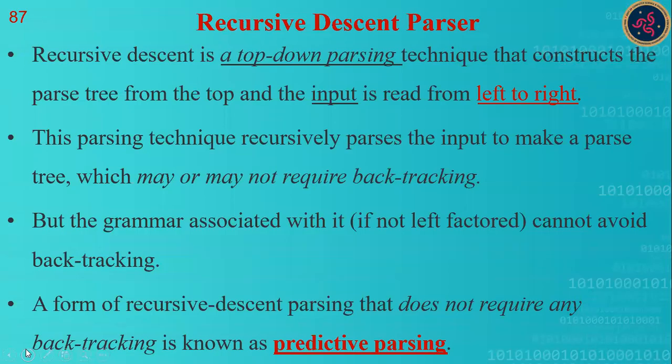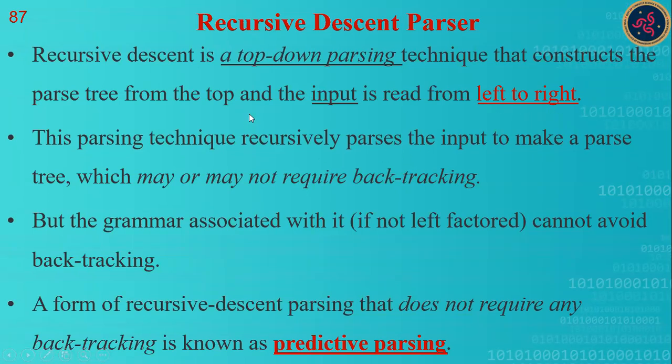So here the recursive descent parser is a top-down parsing technique, and the tree will be constructed from the top, that is from the root node to the leaves. Okay, that is why it is called top-down parsing. Okay, and the input will be read from left to right.